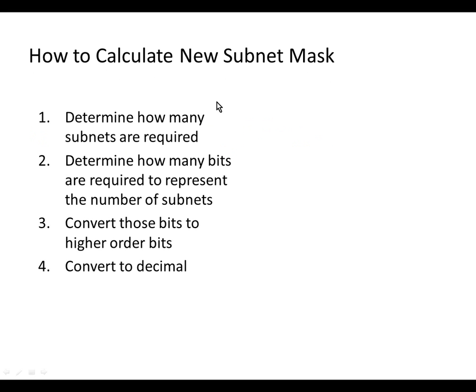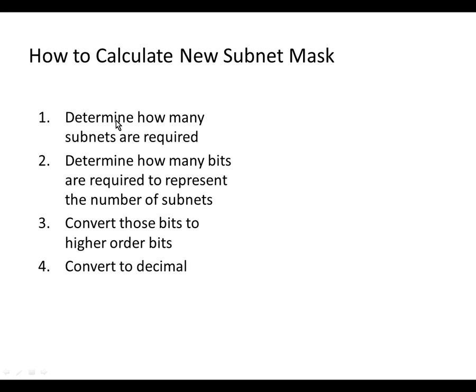So when we calculate a new subnet mask, we: 1. Determine how many subnets are required. 2. Determine how many bits are required to represent the number of subnets. 3. Convert the bits to higher order bits and convert to decimal to calculate the new subnet mask.